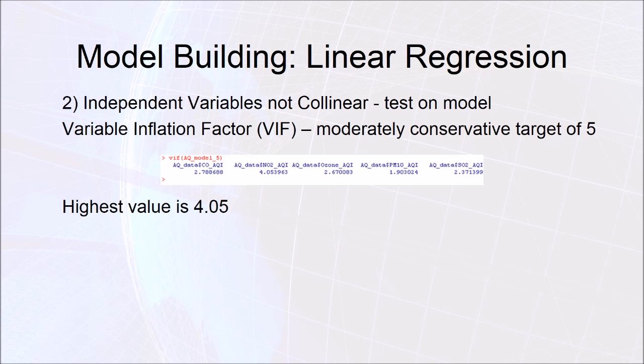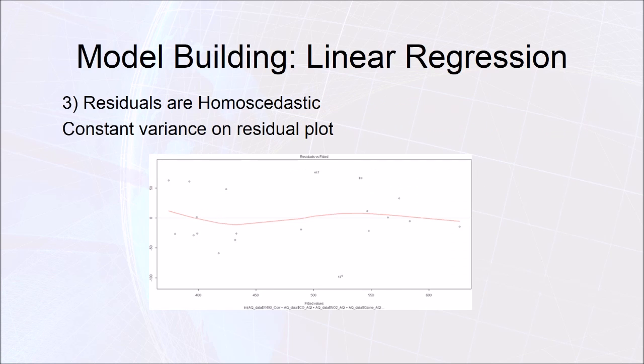We conducted a second test for collinearity using the model by finding the variance inflation factor. Our cutoff was a moderately conservative target of 5. The VIF reported back to us was 4.05, which was within our range. The third check is that residuals are homoscedastic, meaning they have constant variance when plotted. The graph here shows we have fairly constant variance of the residuals.